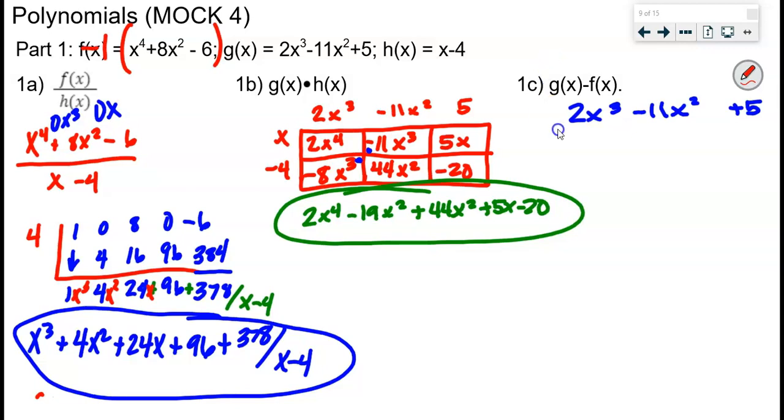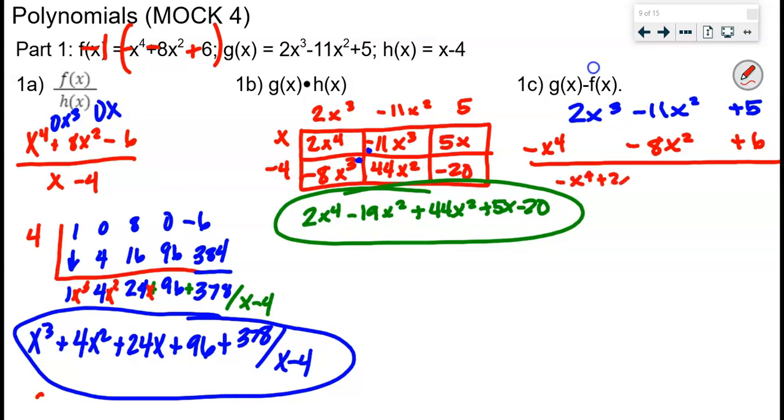Before I do this, I'm going to actually multiply all this by negative 1. So that's going to give me a negative x to the fourth. And then I don't have an x to the third, but I do have an x to the second. So this would be negative, negative, positive. Y'all see that? That's going to be minus 8x squared, and then plus 6. Ooh, I didn't have an x to the first, did I? So that's going to give me negative x to the fourth plus 2x to the third minus 19x squared plus 11. Okay?